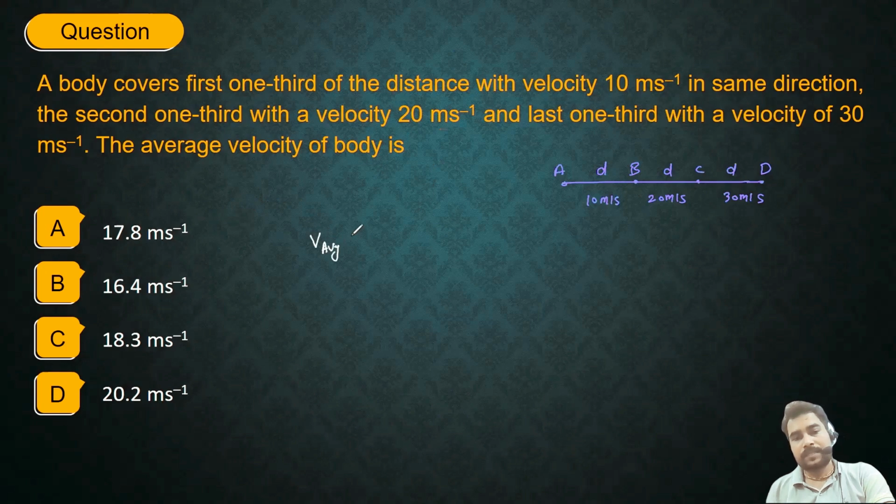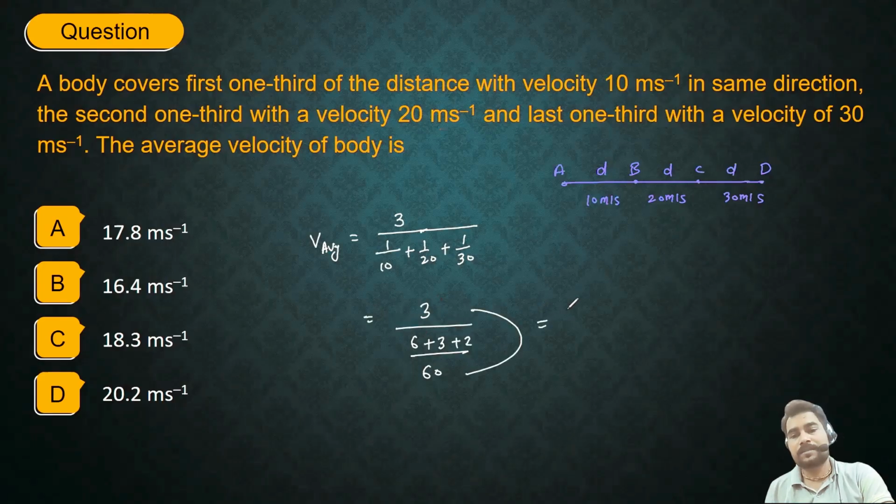V average is going to be 3 upon 1 upon 10 plus 1 upon 20 plus 1 upon 30. Since distance is the same, we can use this technique. The LCM of 10, 20 and 30 is going to be 60. 10 sixes are 60, 20 threes are 60, 30 twos are 60.